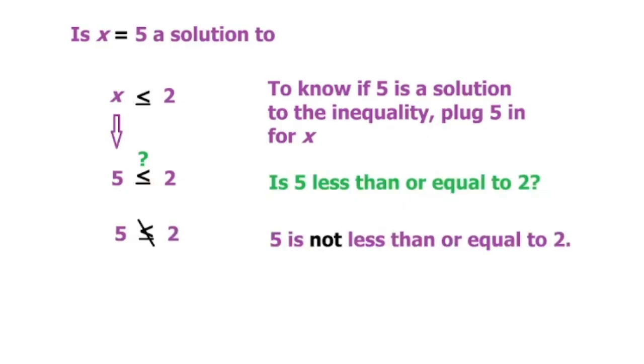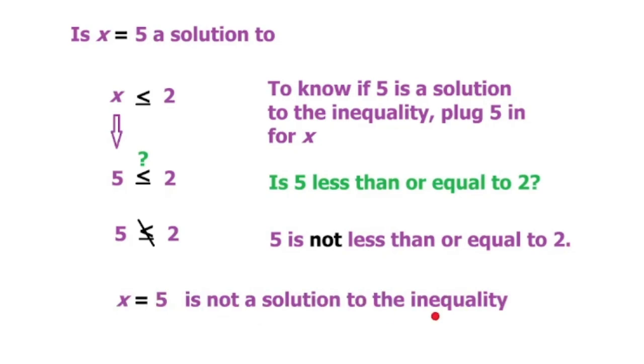So we know 5 is not less than or equal to 2. It's greater than. So 5 is not less than or equal to 2. So that means x equal 5 is not a solution to the inequality. And that's all there is to this lesson.